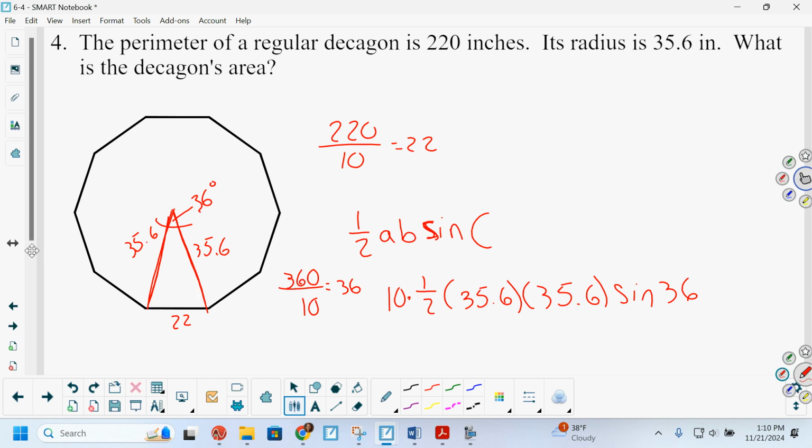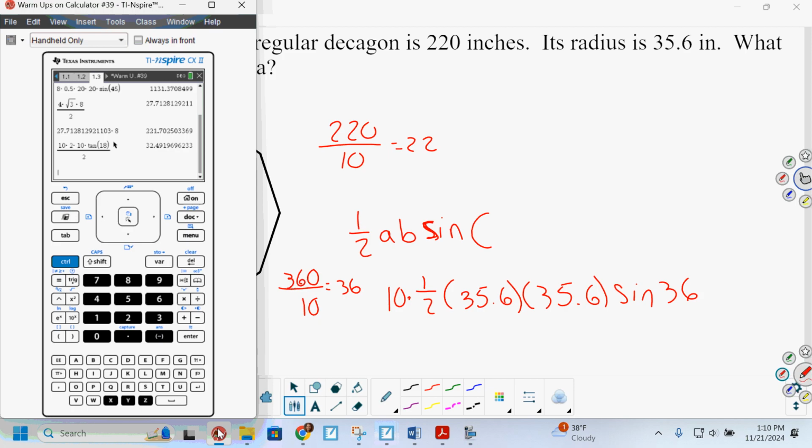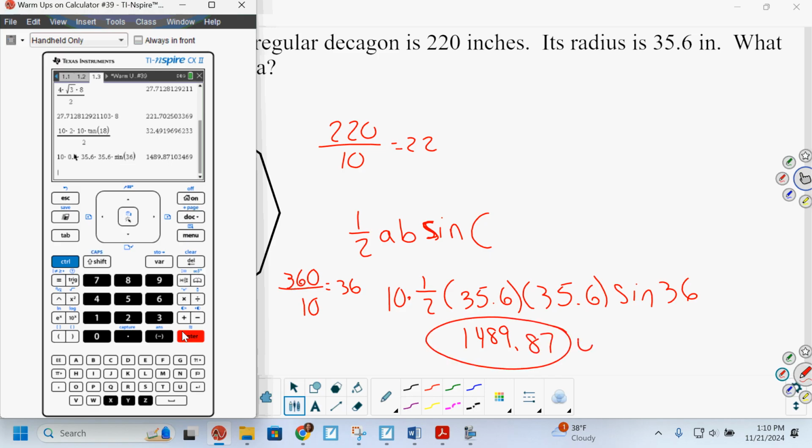All right, so let's type that in. So we have 10 times 1/2 times 35.6 times 35.6 times sine of 36. And we have 1,489.87 to the nearest hundredth, and that's units squared. Okay.